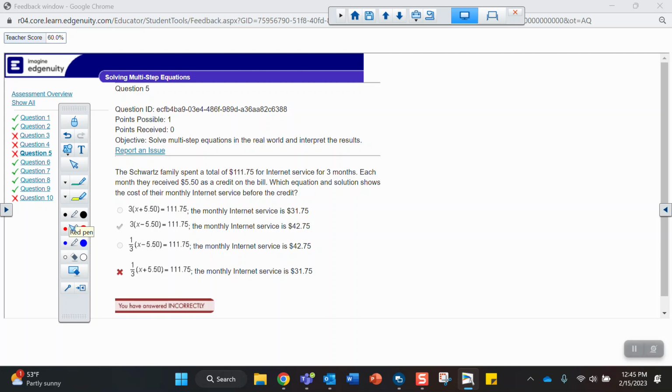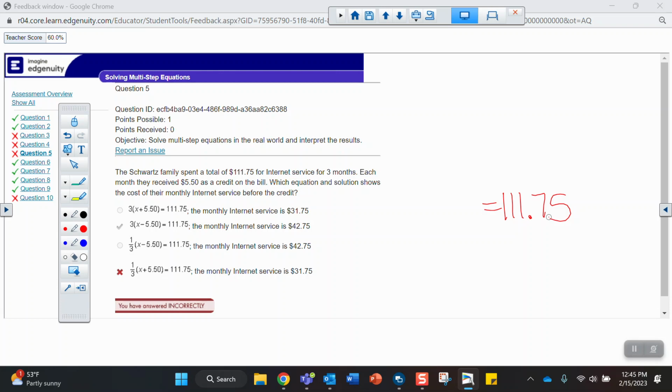Schwartz family spent a total for internet for 3 months. Each month they receive a $5.50 credit. Which shows the amount of internet service before the credit. Okay, so we have a total of $111.75. This one's a little bit like thinking backwards.